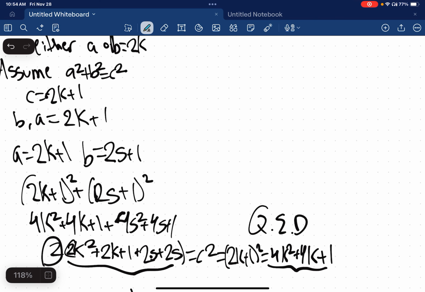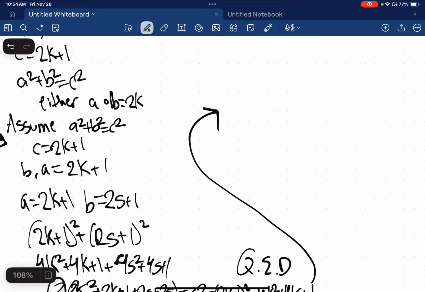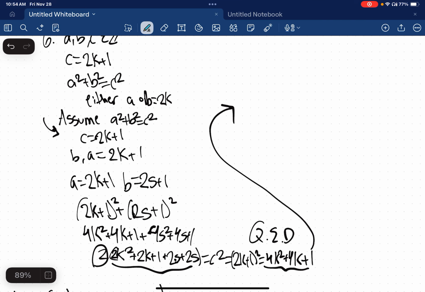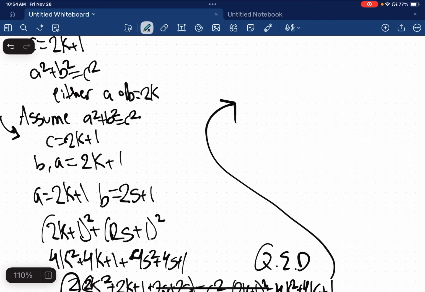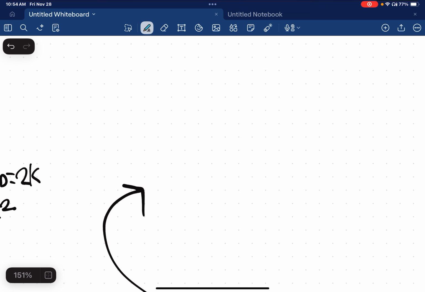We only assumed they were both odd. The original statement was saying that one of them has to be odd and one of them has to be even. So if we prove that both of them odd is not true, then we have to prove that both of them even is not true.